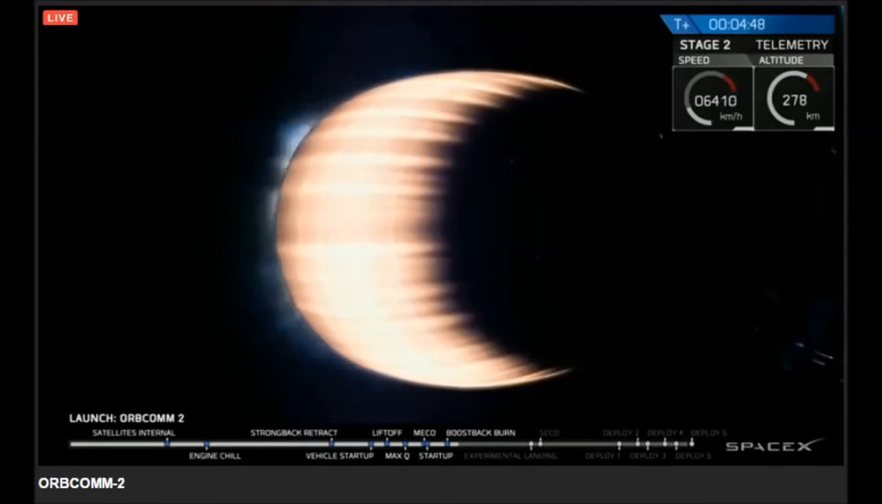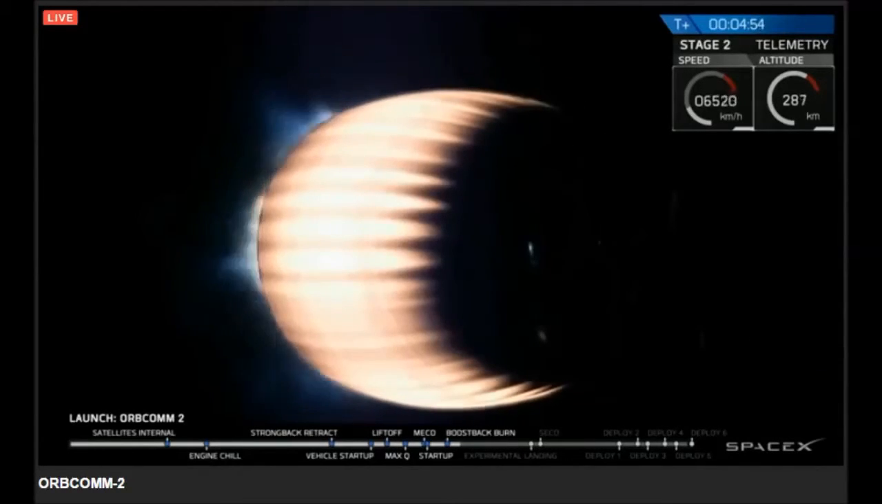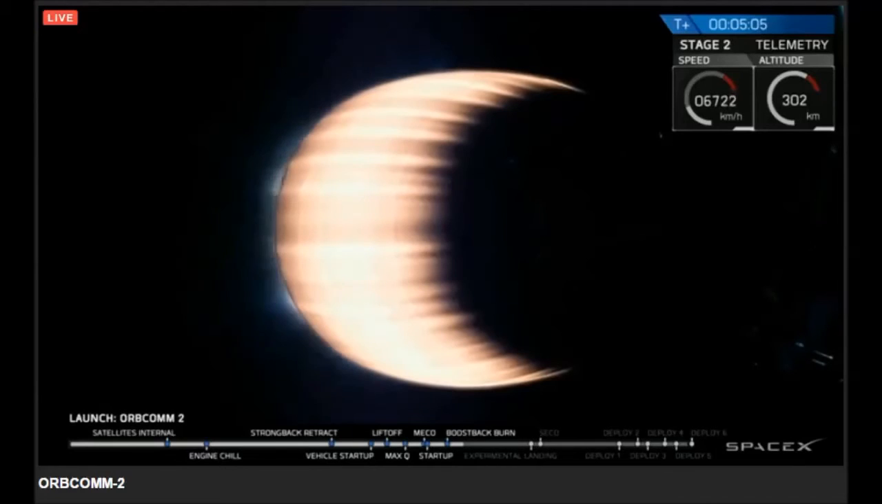Man, that is awesome. We are well on our way to taking Orbcomm to orbit, and that boost back burn is the first step of a really intense process to get that stage 1 back on land. Yeah, so many things just happened. My heart beat twice since we were on last, first of all. Secondly, there were so many important things.